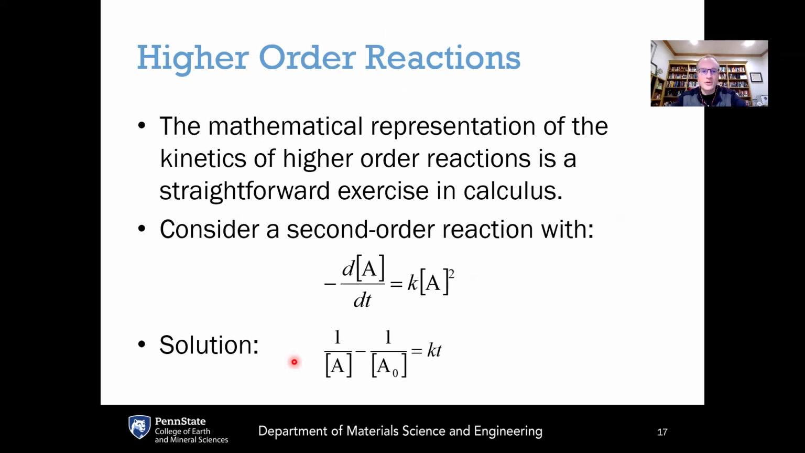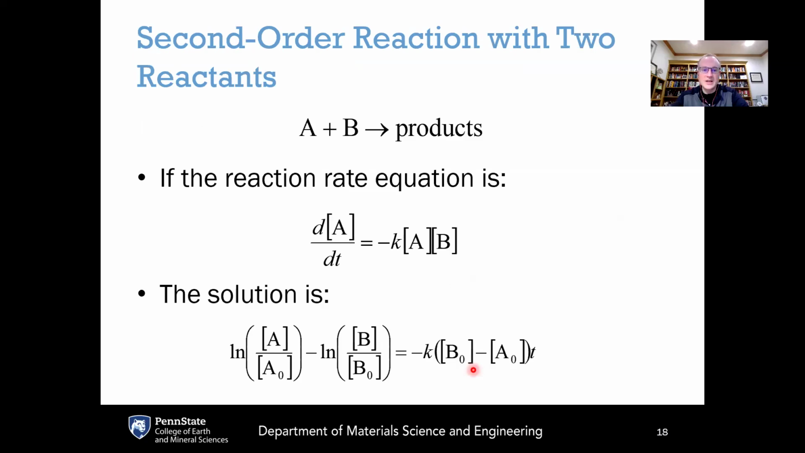Now, what if we have higher order reactions? The mathematical representation of the kinetics of higher order reactions is a straightforward exercise in calculus. Let us consider a second order reaction that has the differential equation shown here. So minus the time rate of change of the concentration of A is equal to some kinetic coefficient K times our concentration of A raised to the second power. So it's a second order reaction, so the exponent here is 2. There's a standard solution to this differential equation, which is 1 over the concentration of A minus 1 over the initial concentration of A is equal to Kt.